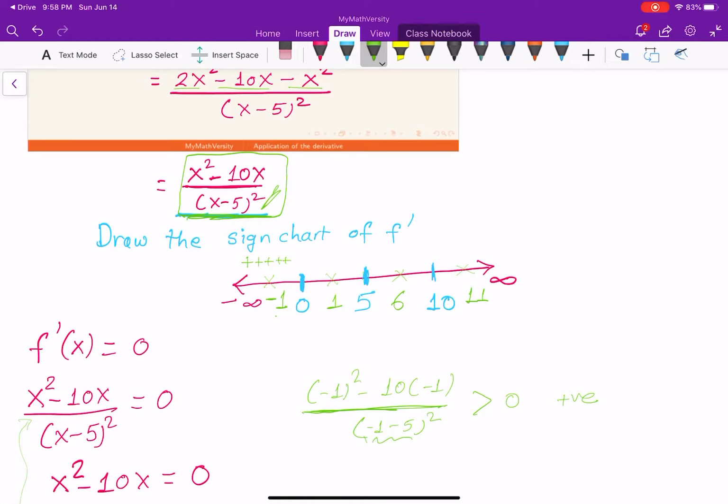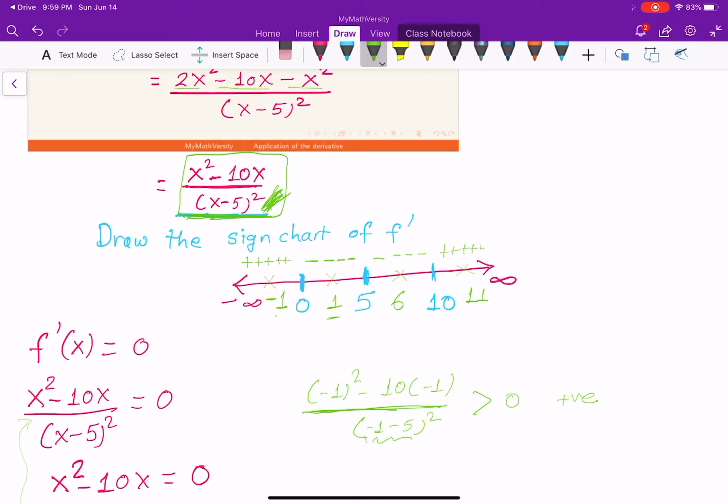In a similar way, plug 1 into the derivative. Find the derivative at 1, see the sign of the number that you get, and double-check if that is negative or not. Similarly, plug 6 into the derivative again and check what you get. Similarly, plug 11 into the derivative and see whether you get a positive or a negative number. All right, please do that. So this is how we create the sign chart.